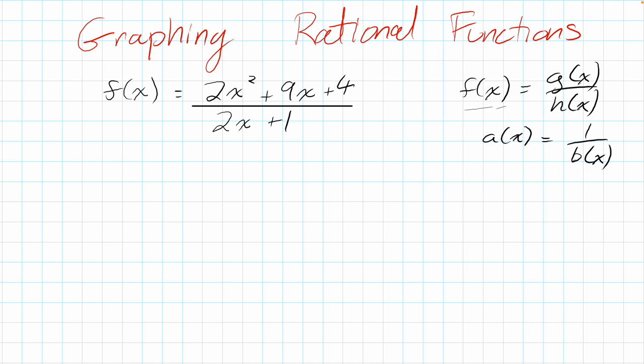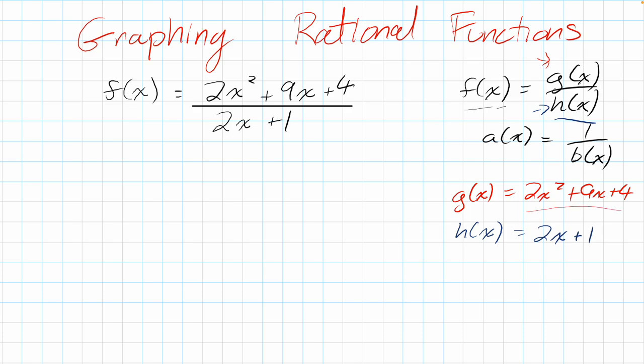So in this one, if I was to define this as a rational function, right off the bat, I'm going to use these letters if that's okay. I'm going to say g(x), so I'm going to define what it is. g(x) happens to be 2x squared plus 9x plus 4. And h(x) is going to be 2x plus 1. So right off the bat, I notice this would be quadratic because the power of the leading variable is 2. And the other one would be a linear function because the power here, even though we don't write it, is technically to the power of 1. So I have a quadratic divided by a linear.